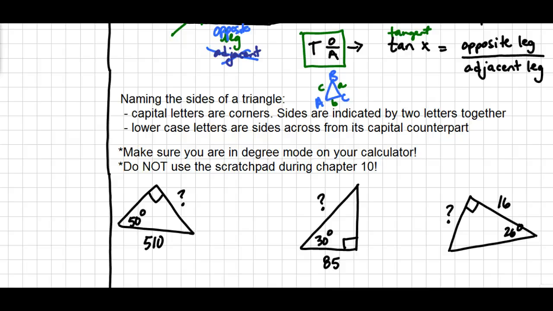Make sure that you're in degree mode on your calculator. This is super important. I would recommend for students not to use the scratch pad on their Inspire calculators because the scratch pad tends to be problematic in terms of which mode it's in.